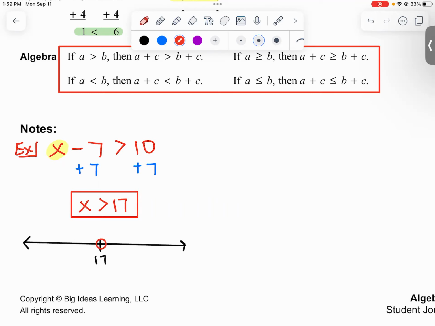So on a number line, Kyron, would we shade to the right or to the left? Shade to the right.